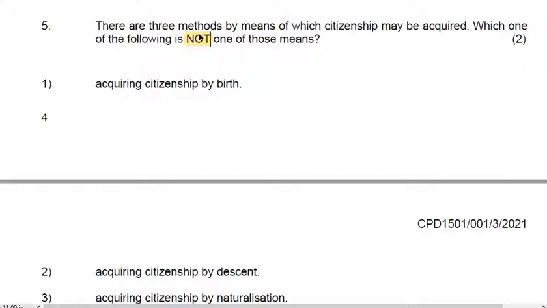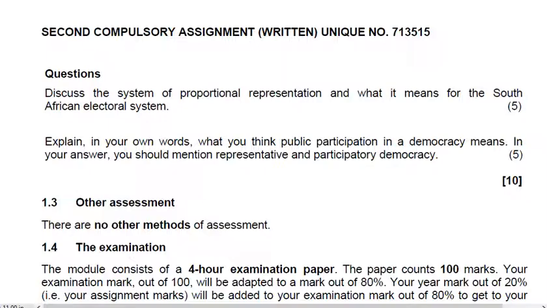Let us get to our second assignment. So it says here, second compulsory assignment, written unique number 713515. Do not forget to write this unique number 713515, and do not forget to write your student number.